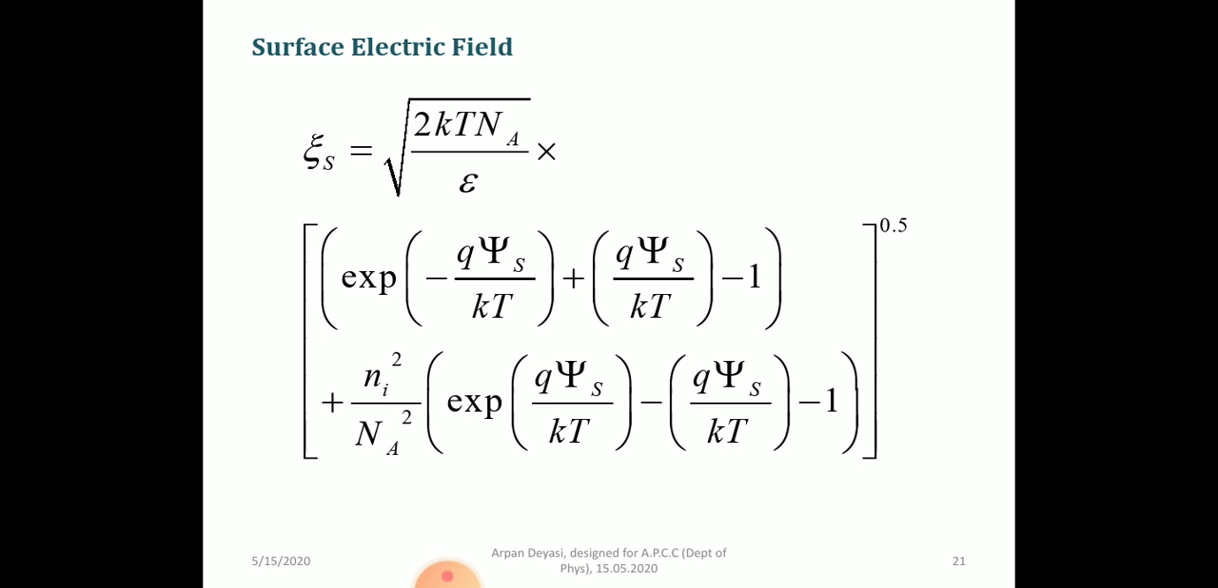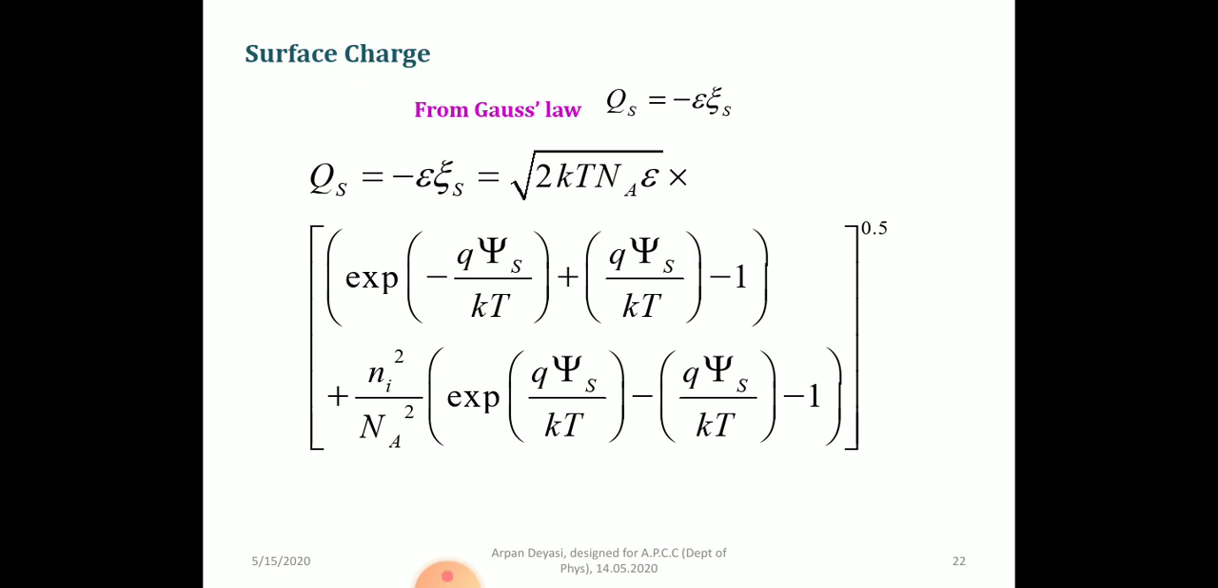Now the question is how charge can be calculated. That's very simple. You have to apply Gauss's law. So for surface charge, Gauss's law gives minus epsilon times the electric field. Why minus? Because you are considering the minority carrier, so naturally it will be minus, electrons.